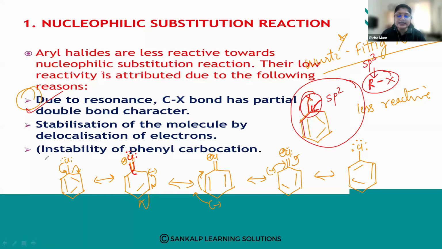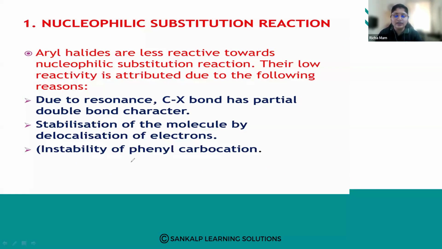Then next is the instability of phenyl carbocation. What do you mean by instability of phenyl carbocation? Yes. In haloarenes, the phenyl carbocation formed as a result of self-ionization will not be stabilized by resonance. So the phenyl carbocation cannot be stabilized by resonance. Okay, so the SN1 mechanism is ruled out. So this is another reason why aryl halides are less reactive towards nucleophilic substitution reaction.